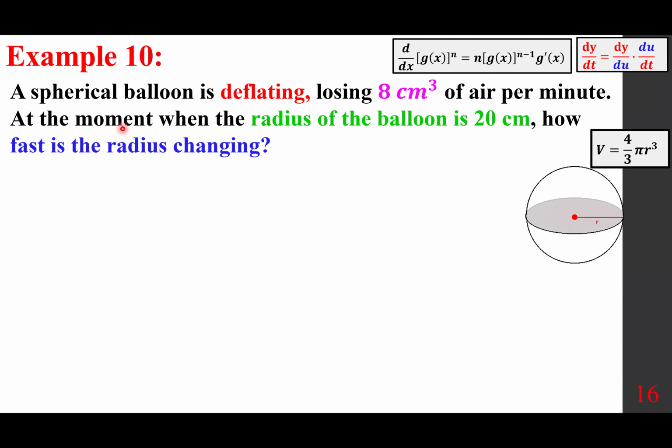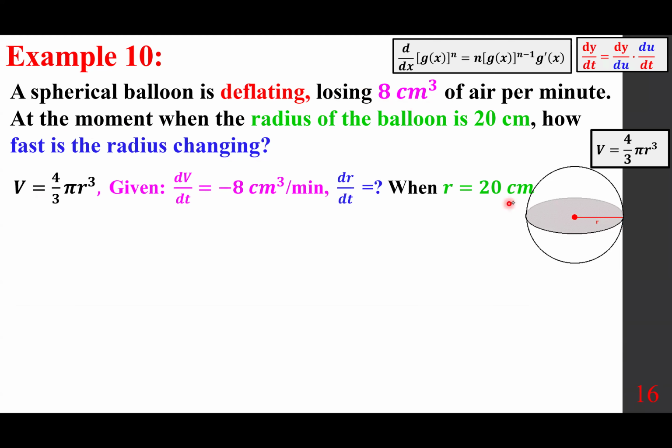And at the moment that the radius is 20 centimeters, how fast is the radius changing? We want dr/dt when r is 20. So this is the symbolic translation of what is given. And this is a formula from geometry we should know. And so again, we're going to repeat what we did in the very first question. We differentiate: dV/dt is 4/3 pi, and now we differentiate r cubed, which is 3r squared dr/dt, as we did before. The 3s cancel each other. We get 4 pi r squared dr/dt.